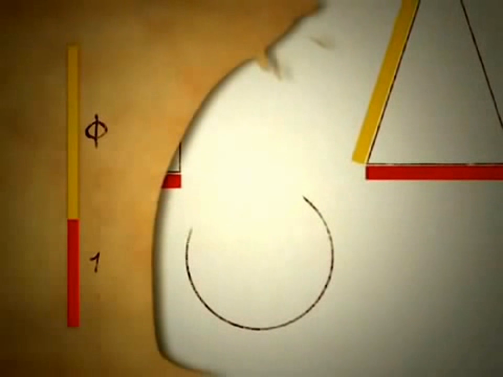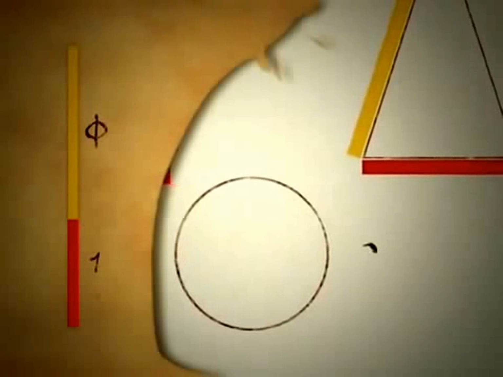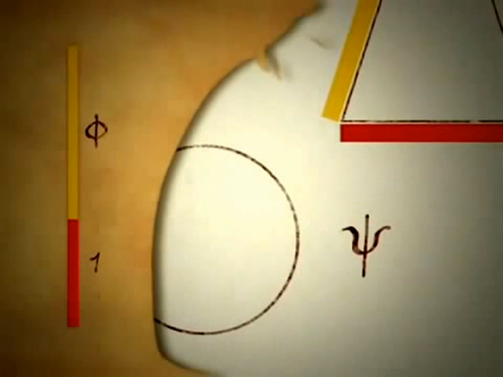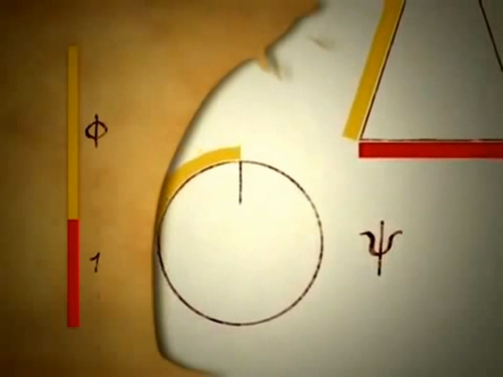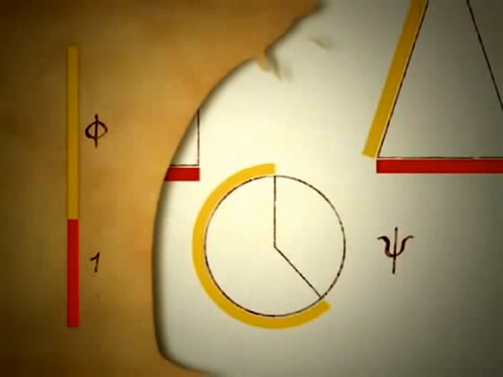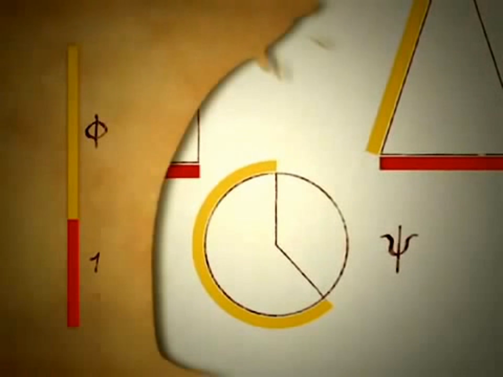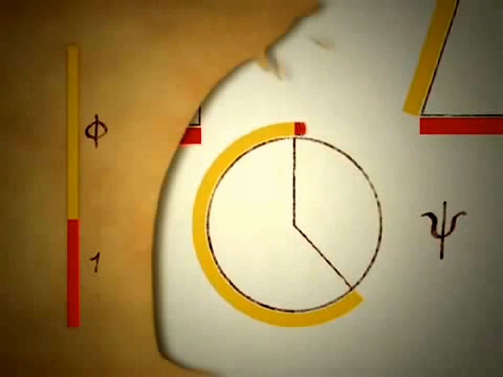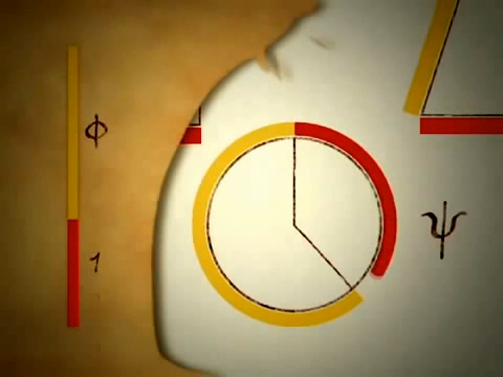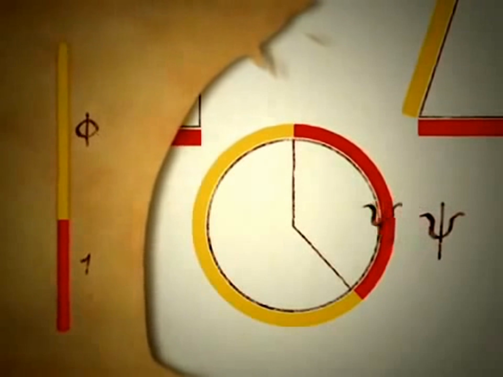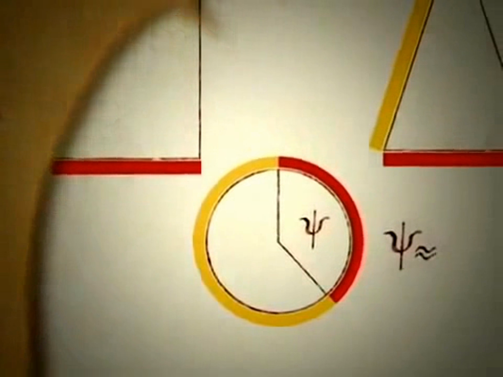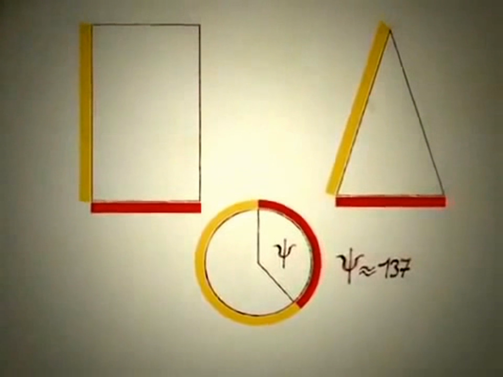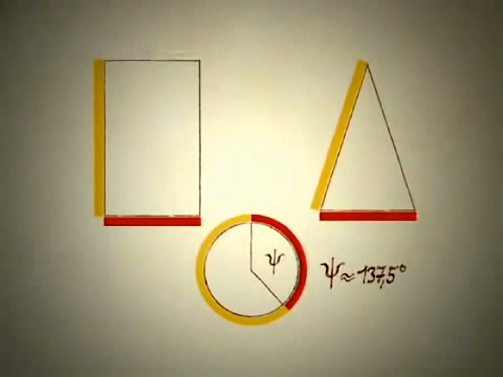An important part is also played by the so-called golden angle, psi, which divides the angle of 360 degrees in the proportions of the golden section. As angles smaller than 180 degrees prove to be more handy in practice, the smaller of the resultant angles is usually called the golden angle, psi. It is approximately 137.5 degrees.